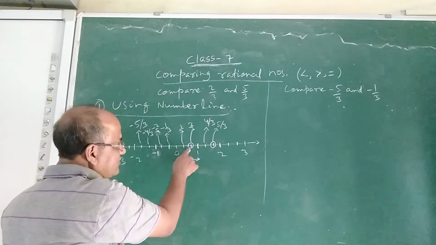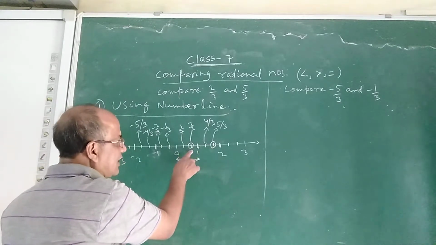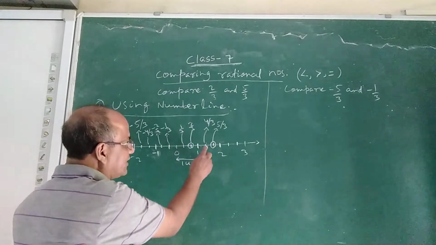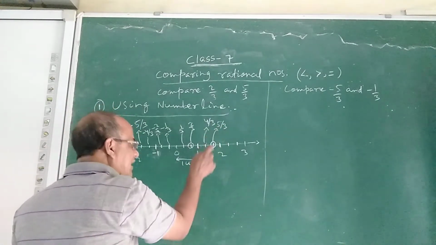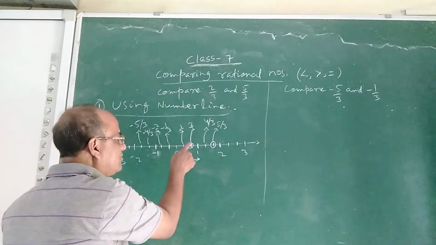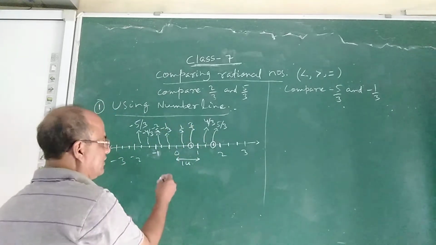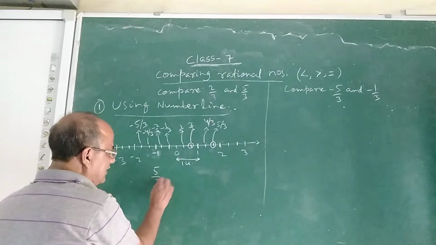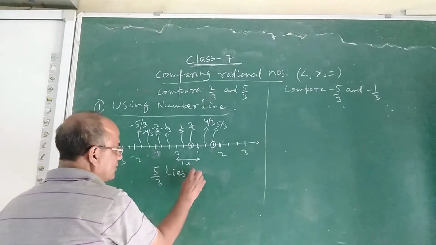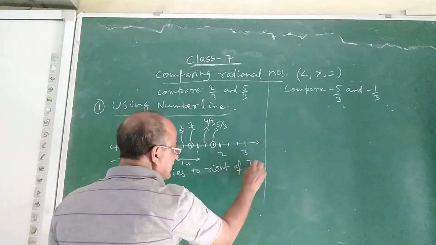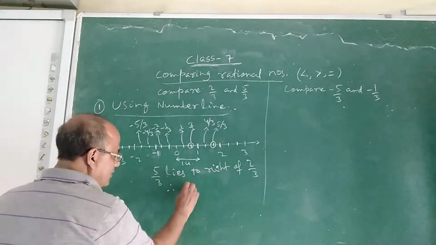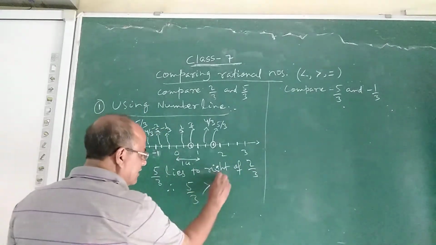This point lies to the right of this point. What I mean to say, children, the point which represents 5 by 3 lies to the right of this point which represents 2 by 3. So you see, since 5 by 3 lies to the right of 2 by 3, therefore 5 by 3 must be greater than 2 by 3.